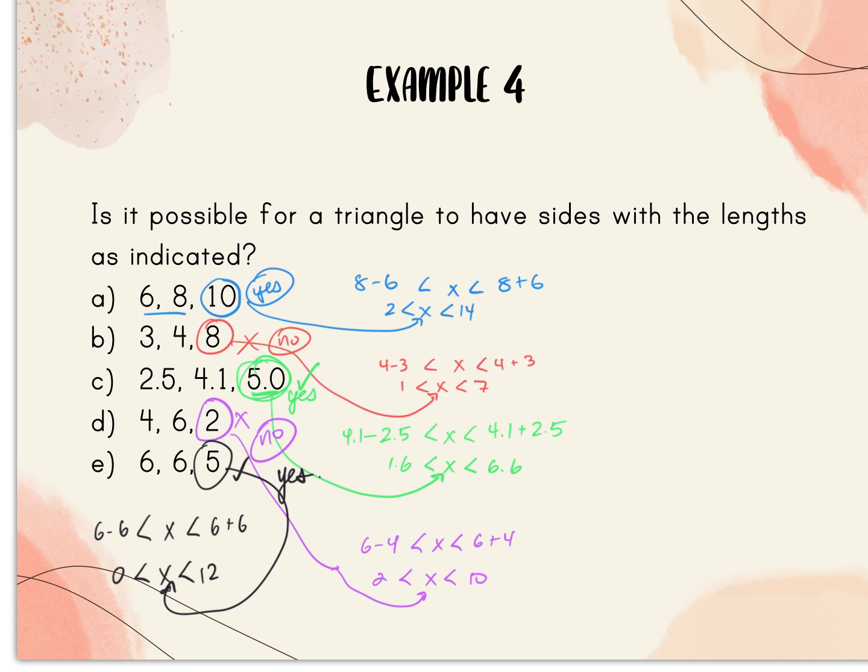And so again, we've had 3 yeses here, and we've had 2 no's. So this cannot be, and this one cannot be. And that's how we solve these problems. Again, this inequality is really important.